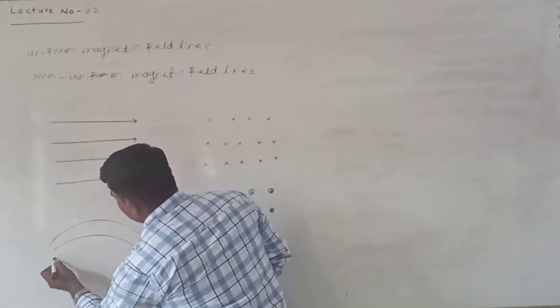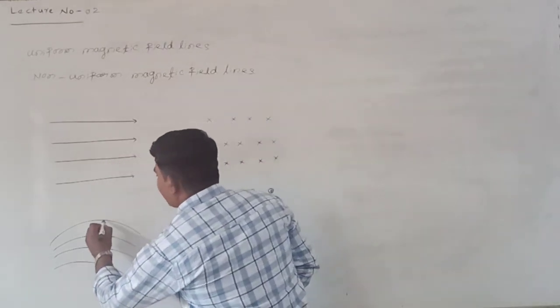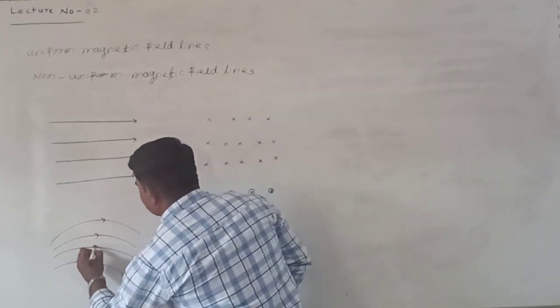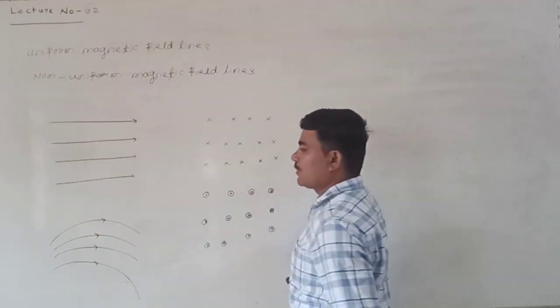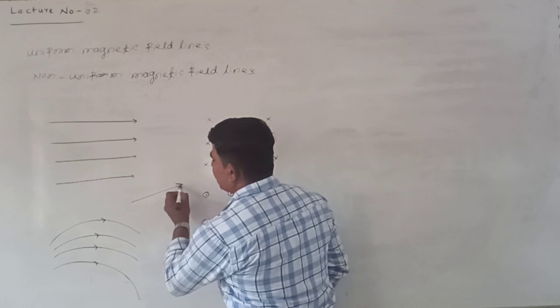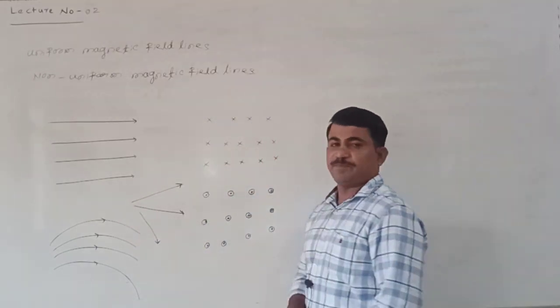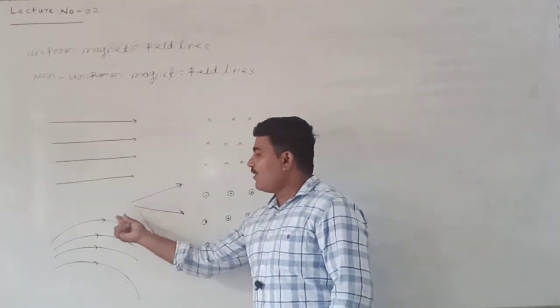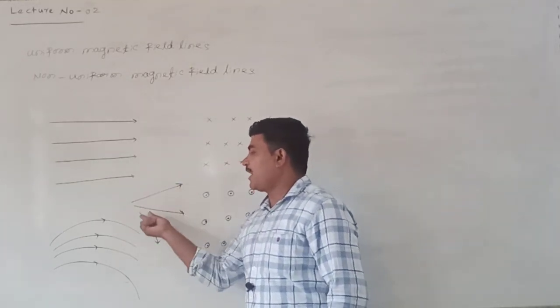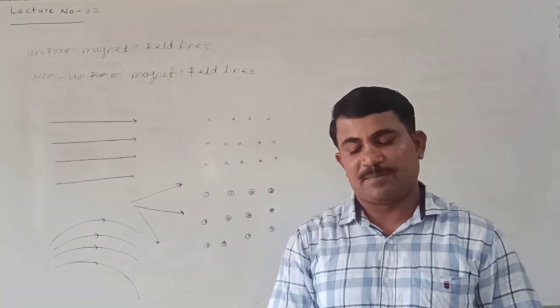Look at me. This represents non-uniform magnetic field lines. So what about the direction? Direction must be represented like this. Are you following this? This is non-uniform magnetic field. Or the non-uniform magnetic field can be represented like this also. This indicates non-uniform magnetic field lines. I mean, the magnetic field whose magnitude and direction are different at different points. So that we are calling non-uniform magnetic field.